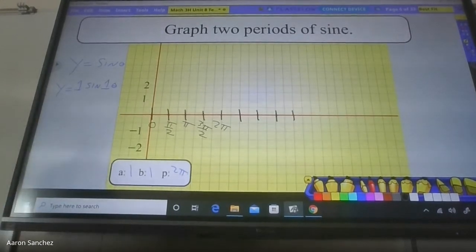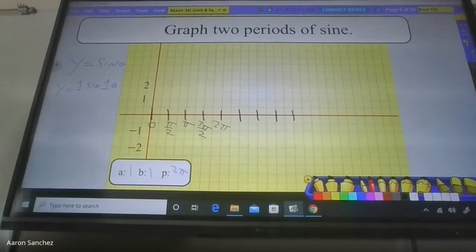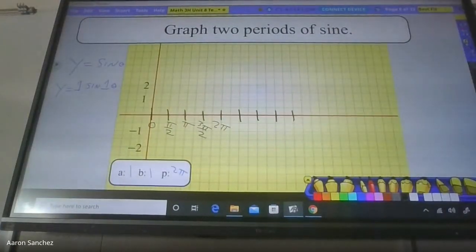Are you guys doing it? You guys want to try it on your own before I do it? You should all get this, right? Easy. I know I shouldn't say it, but come on. You know it's on the test. Come on.